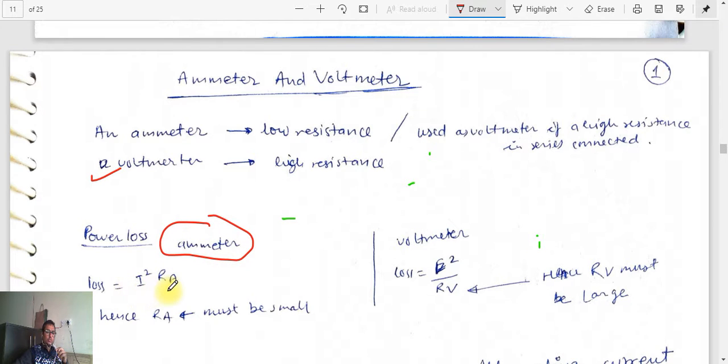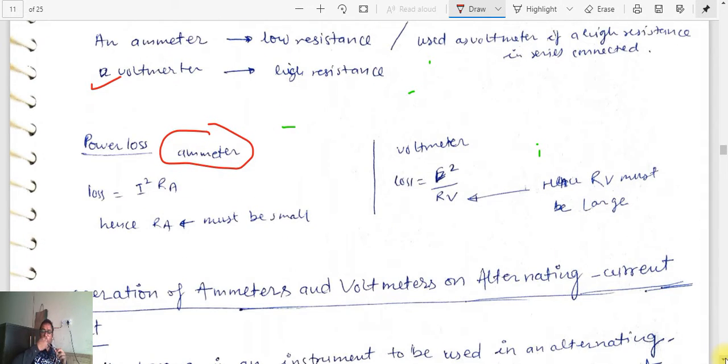Actually, the loss is equal to I square Ra. What is Ra? This is the resistance of the ammeter. It should be minimum, it should be small, so that the loss will be minimum. Otherwise it provides a drop across the ammeter and the reading will be affected, as I discussed earlier.